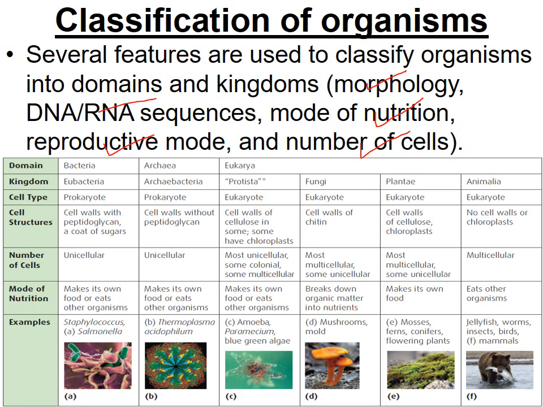Here you can see a table that summarizes the different domains. There's 3 of them, and then within each domain you can see a summary of the different kingdoms. You should be aware of the cell types, cell structures, number of cells, mode of nutrition, as well as examples of representative creatures and organisms from the different kingdoms and domains. So for this PowerPoint, we're going to do a general overview of some of the different features that we use to classify and determine which domain and kingdom an organism should be part of.